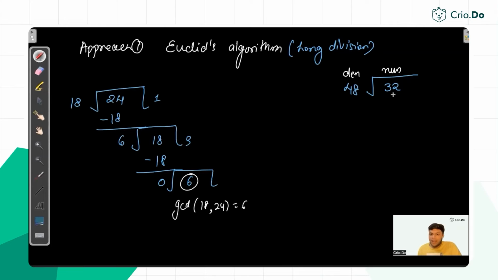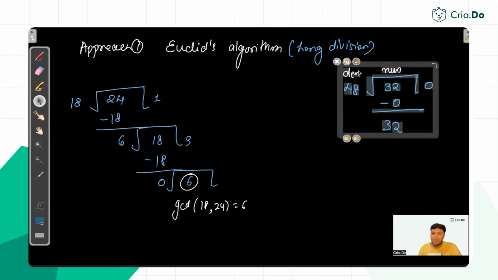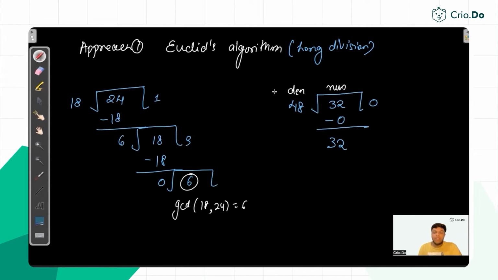If I try to divide 32 by 48, what will be the quotient? Obviously, 48 is bigger than 32, so we will not be able to divide even once. So the complete 32 will be the remainder. And if 32 is the remainder, what will be the new numerator and new denominator? The previous remainder will become the new denominator, and the previous denominator will become the new numerator. That is, 48 will come under the division.